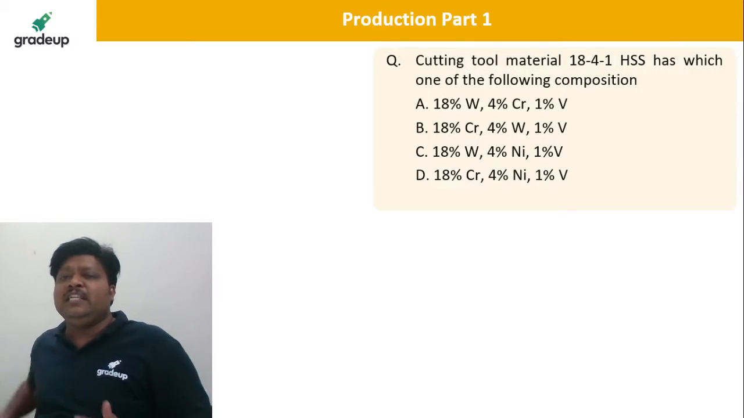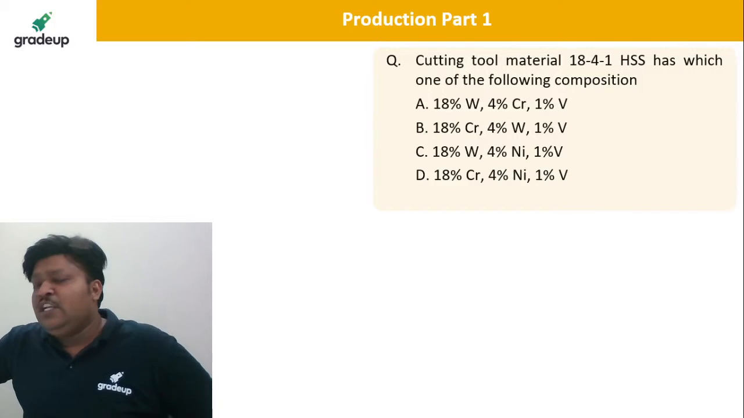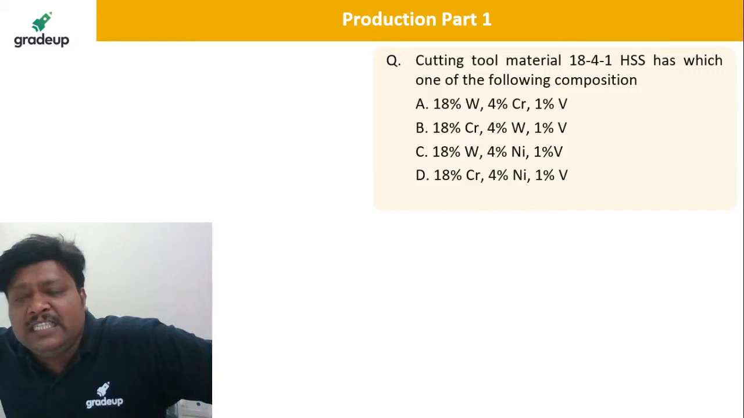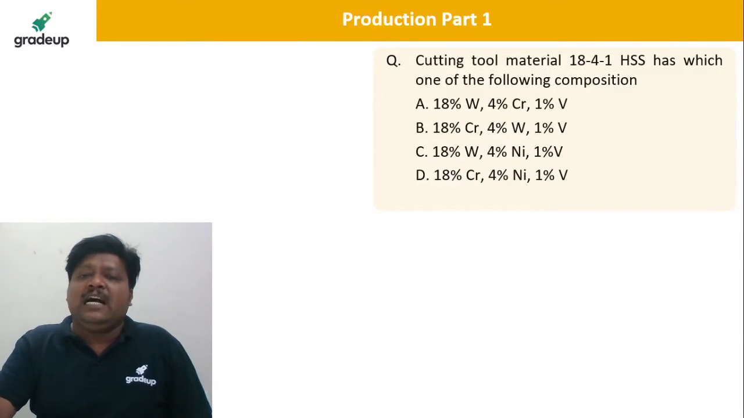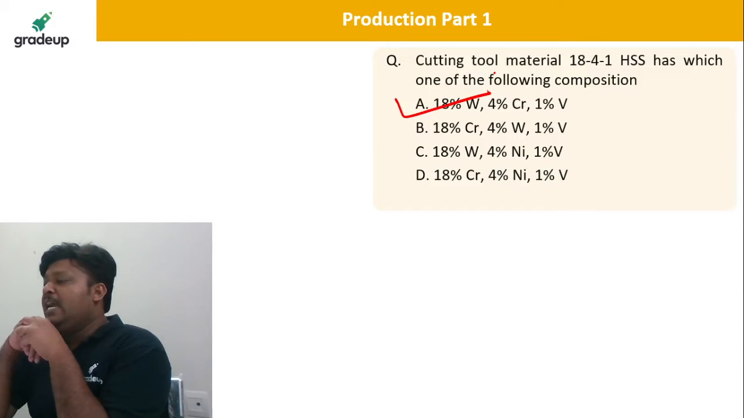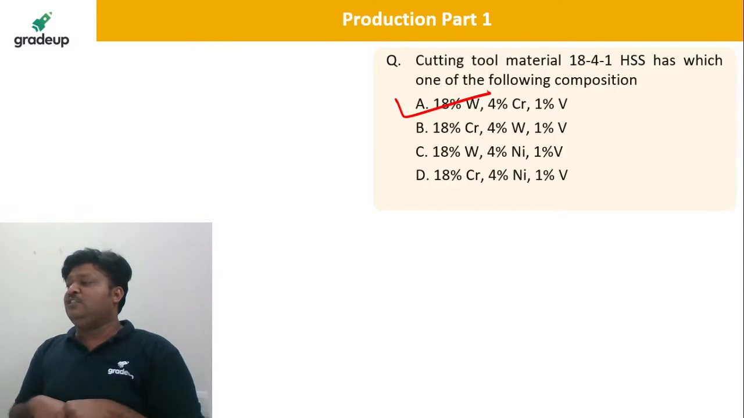If you don't want the tungsten, you can neglect that. Instead of tungsten, you take the moly. So it's either the tungsten based HSS or the moly based HSS. This is the composition they have mentioned here: 18% tungsten, 4% chromium and 1% vanadium. That is right. Very good.